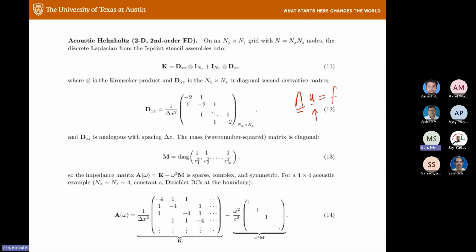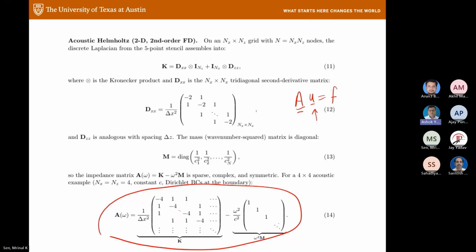So this is what the structure of A looks like. There is this term which is essentially coming from the derivative, and this is where we're getting this frequency dependent term. So, sir, there is some scope for mathematicians to work on the frequency domain.